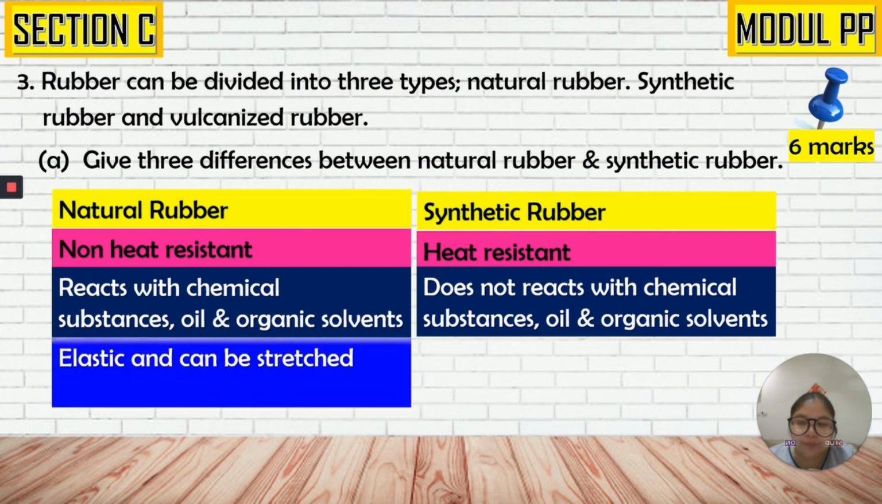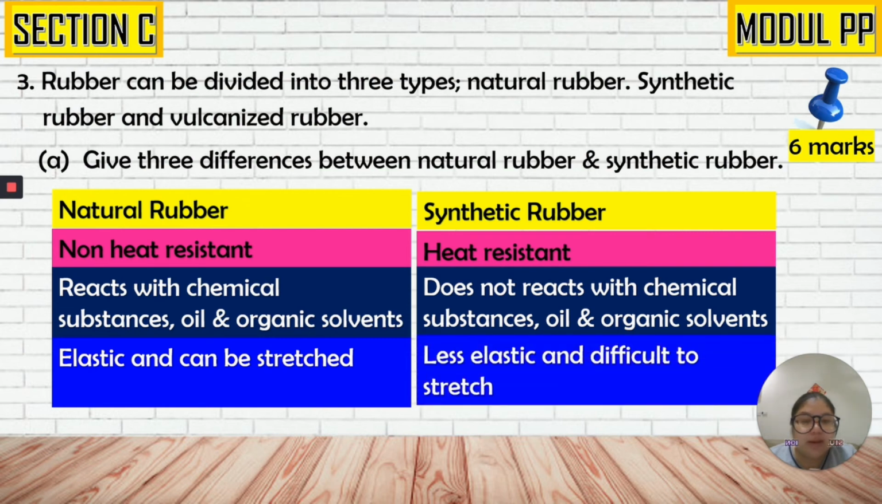The last one: natural rubber is elastic and can be stretched. How about synthetic rubber? It is less elastic and difficult to stretch. So these are the differences between natural rubber and synthetic rubber.